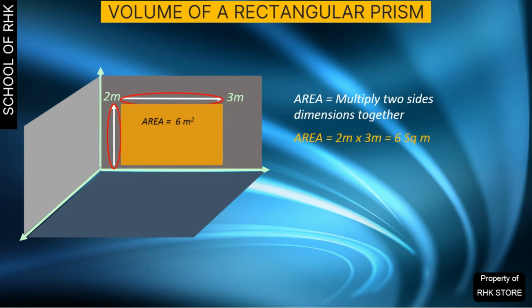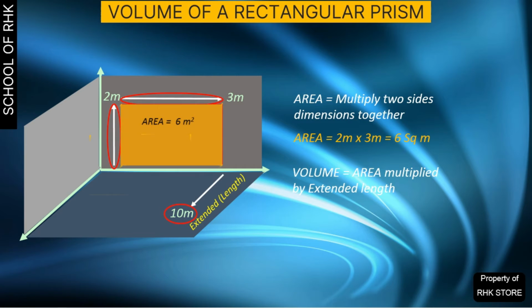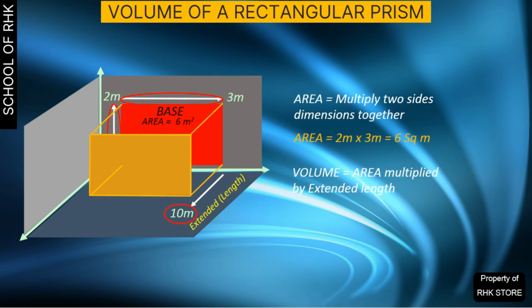Now to find the volume, we just need to multiply that area by the length that the base would be extended, where we already got 6 meters squared, the area of the base. If the shape has an extended length, let's say 10 meters, so if we multiply 6 meters squared, the area of the base, by 10 meters, we get 60 meters cubed. So in 3 dimensions, this rectangular prism has a volume of 60 cubic meters.